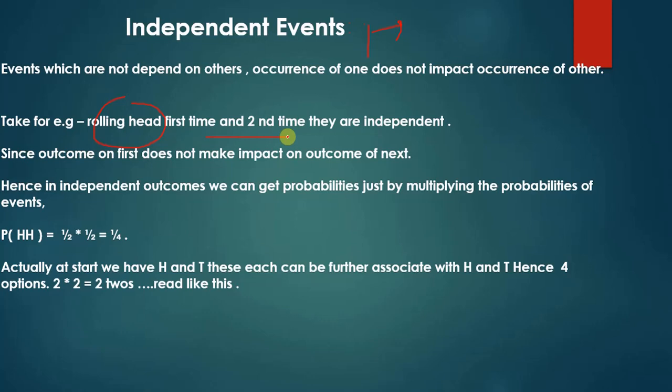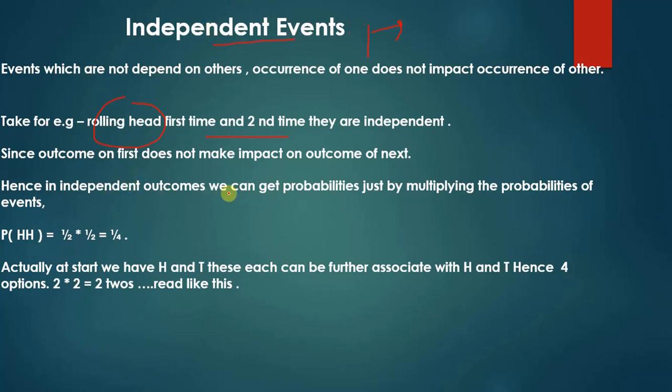Even though heads has come 10 times in a row, the 11th can be head or tail with the same probability. This doesn't mean that there is an 80% chance of heads coming in the 11th just because it has come 10 times in a row. No, they are independent events.